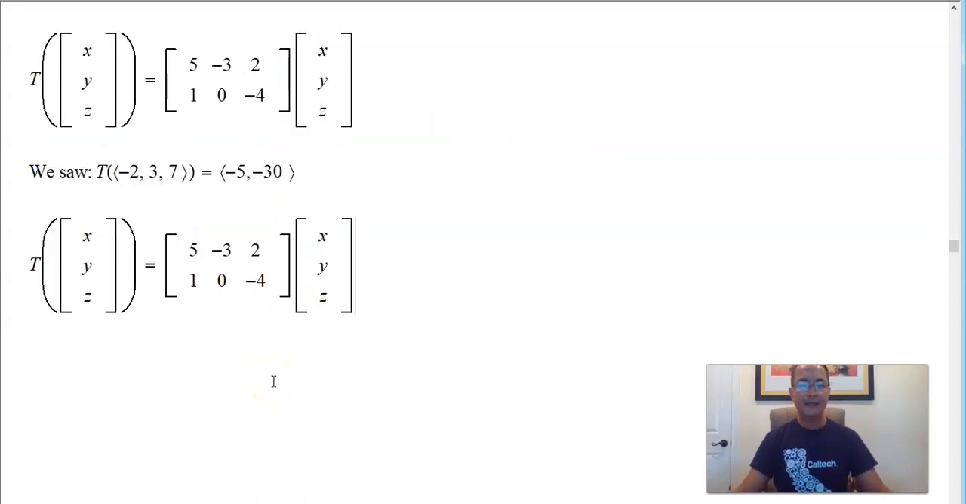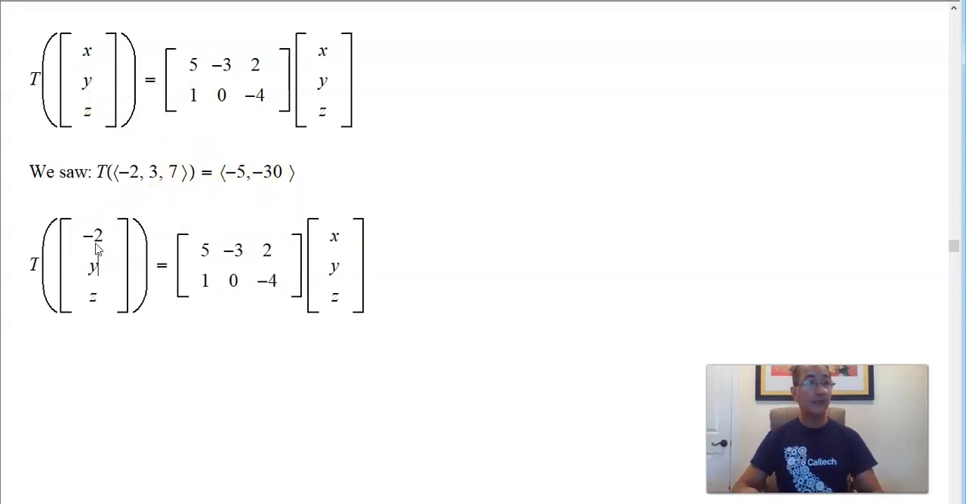All right, so let's take this matrix product for a test drive. The first thing we did was we found what is T of minus 2, 3, 7. And remember, I made a mistake. I thought it was minus 15, minus 30, but it was just minus 5, minus 30. Okay, so this equation tells us that if we want T of negative 2, 3, 7, all we have to do is perform a matrix product. So multiply these two matrices together.